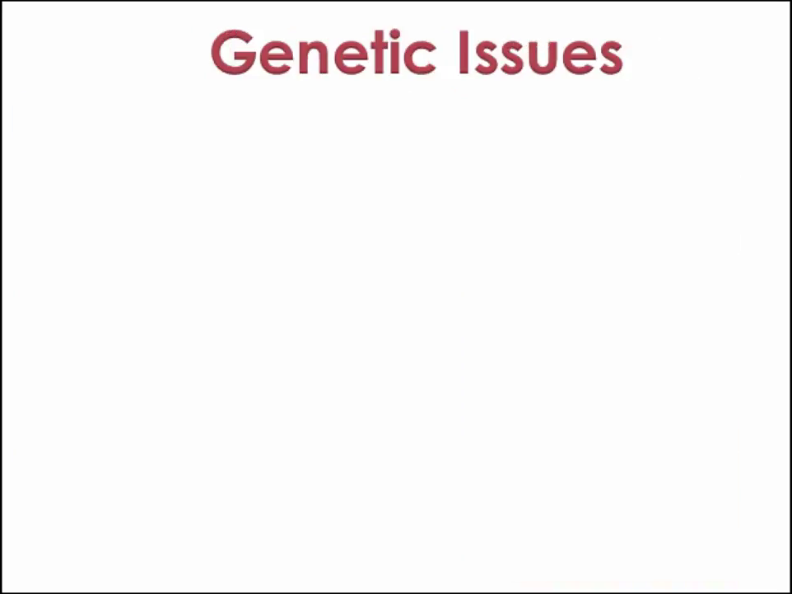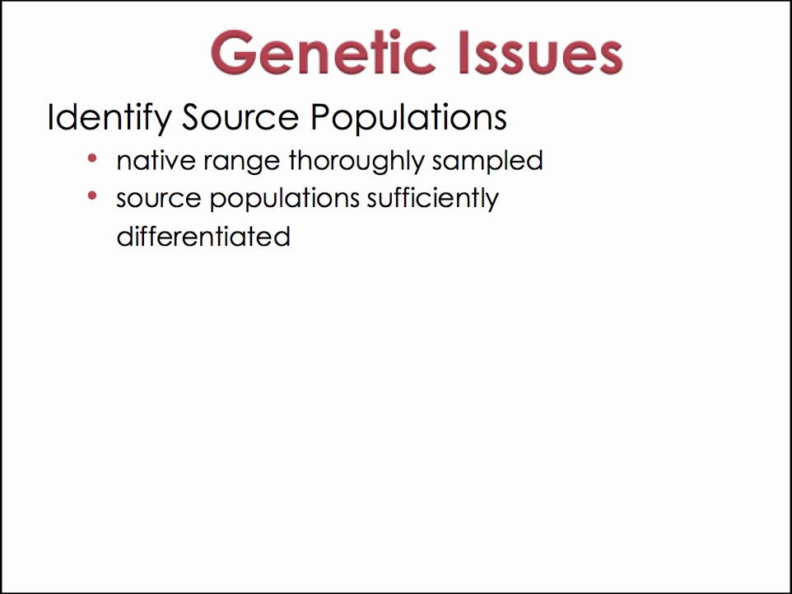So now we're going to talk about several different genetic issues related to invasive species and invasion biology. The first one is that genetics can be used to help identify source populations. In order to do this, it's important that the native range of that invasive species is thoroughly sampled, and that source populations themselves are sufficiently differentiated so that you can actually assign it back to those specific populations.